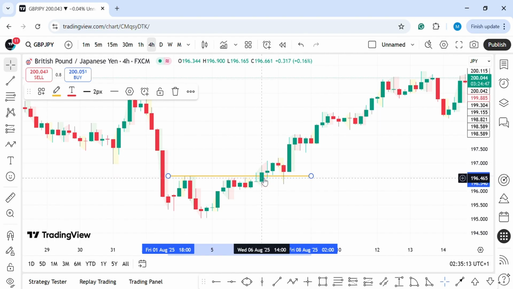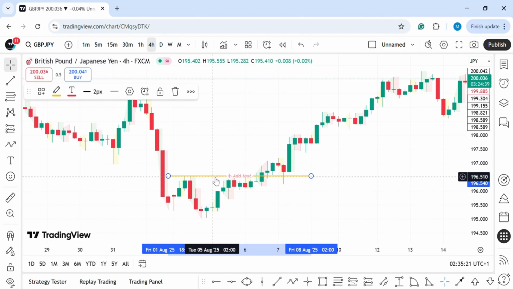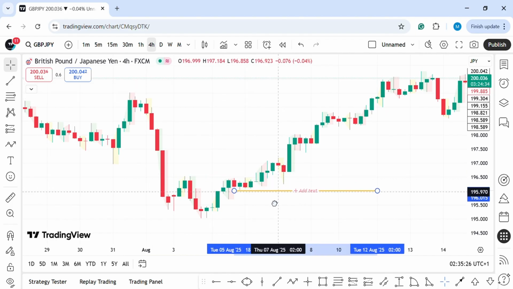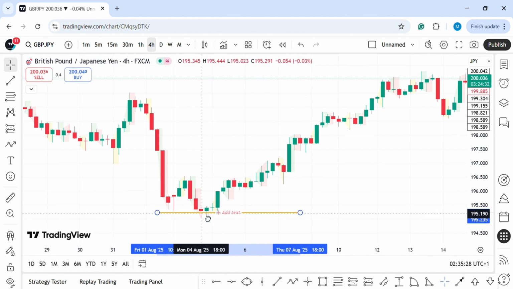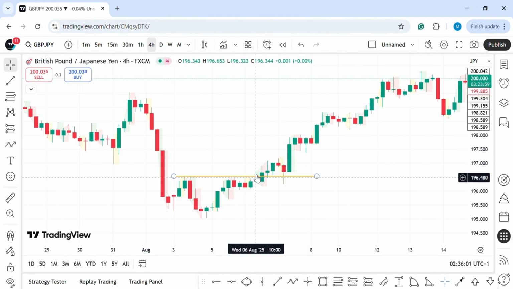You see, immediately it broke this high with a full body candle, it pushed back and then boom, to the upside. Something like this is not a break of structure. You see, this candle broke with a wick, so this is not a break of structure. This one here, before the one that broke with a full body, broke with a wick. Look at it.